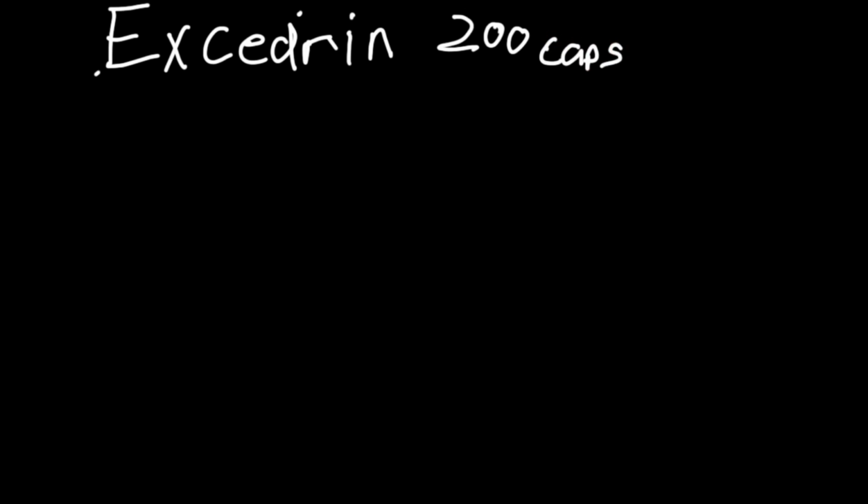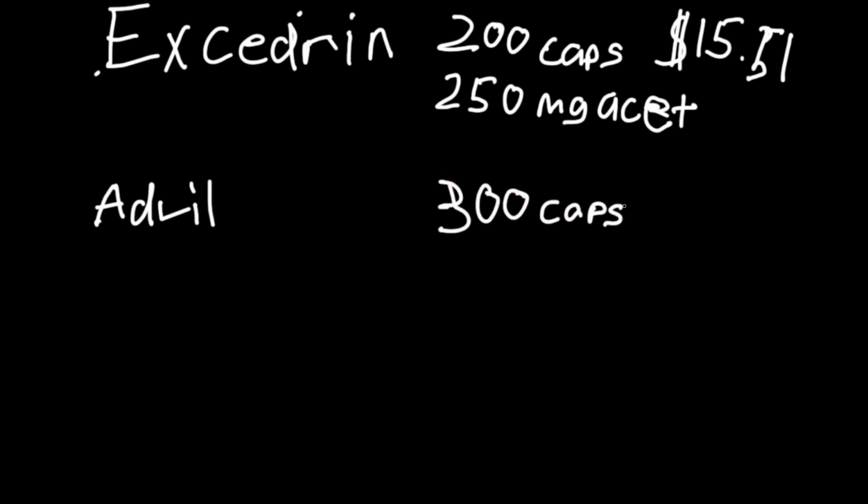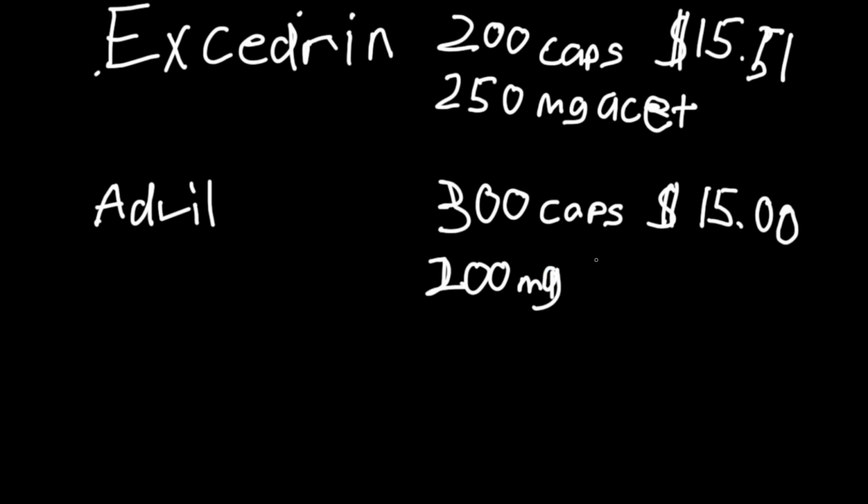Excedrin has 200 caplets per bottle and costs $15.51, with each caplet containing 250 mg of acetaminophen. Advil, meanwhile, has 300 capsules per bottle. Costs $15 per bottle. And contains 200 mg of ibuprofen.